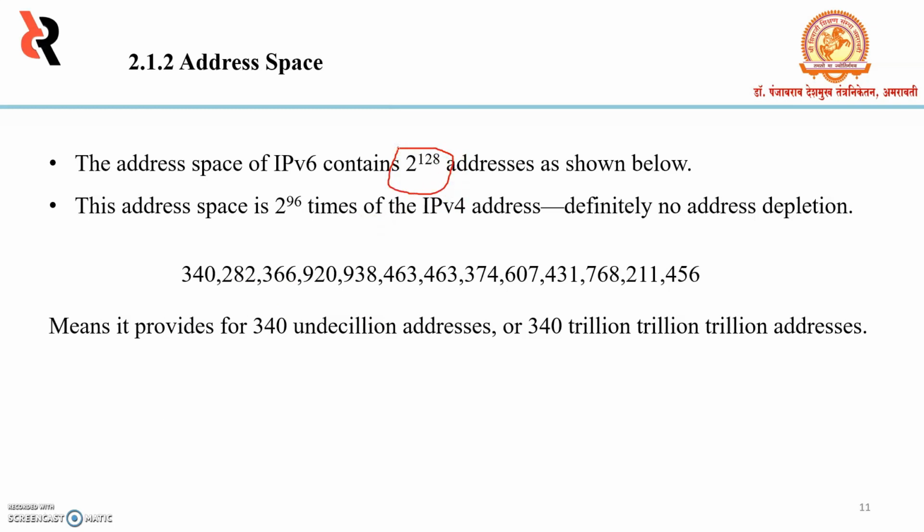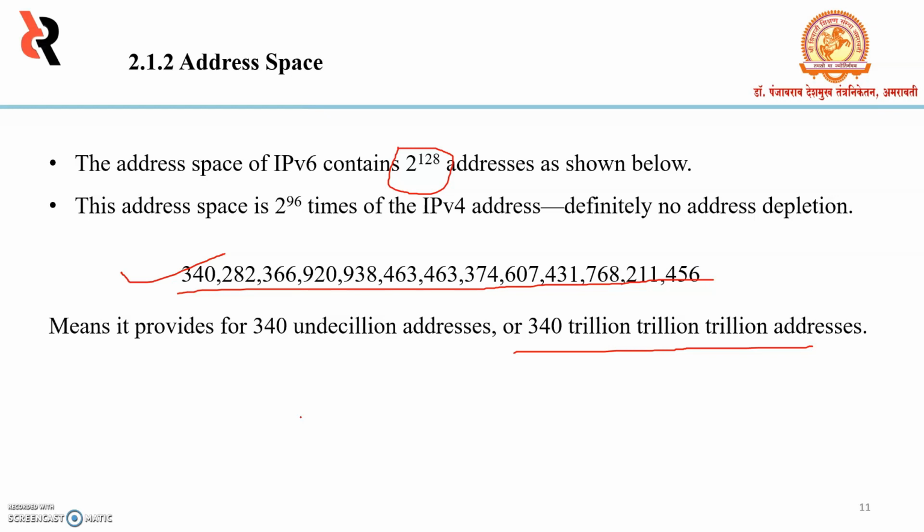This number when expanded out is this one, which is normally expressed in scientific notation as about 3.4 into 10 raised to power 38 addresses. That's about 340 trillion addresses. It's pretty hard to grasp just how large this number is. Let us consider it's enough address space for many trillions of addresses to be assigned to every human being on the planet.